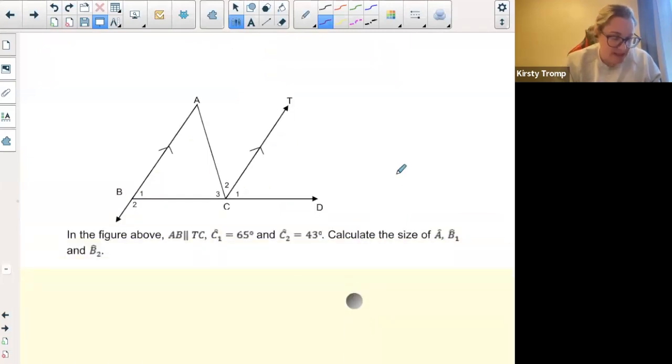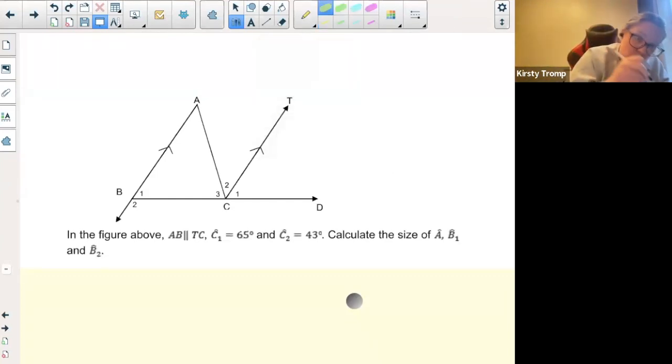So it says, in the figure above, AB is parallel to TC. I stop because I've seen parallel lines. Okay, when I see parallel lines, what must I do?